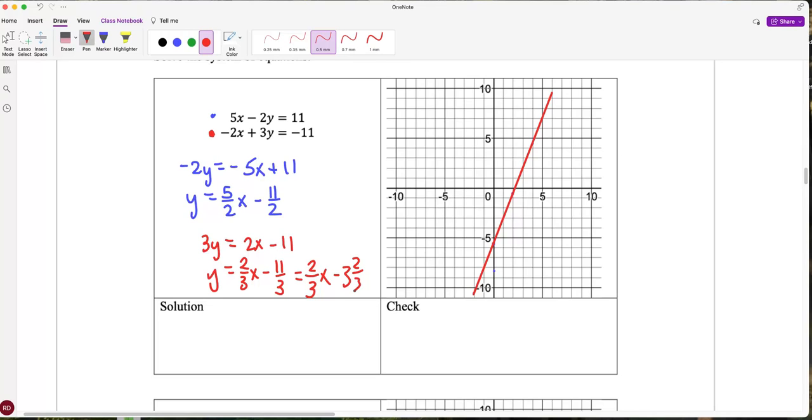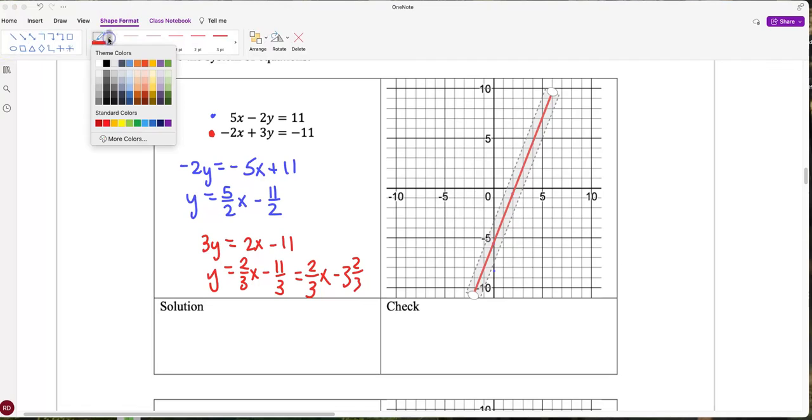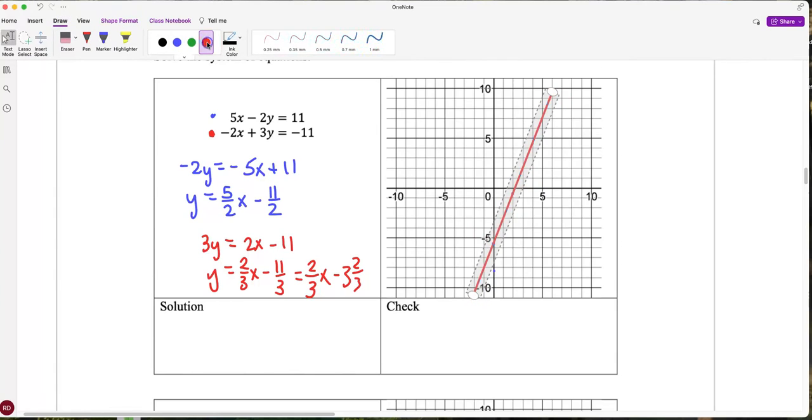Let's see if I can change that real quick. Change that first one to blue since that's the blue line. And now let's go back and do the red one. Okay, so negative 3 2/3 is somewhere right there.